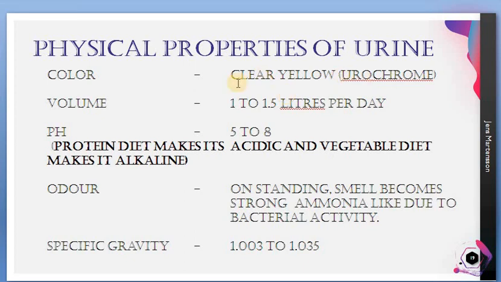Normally urine color is clear yellow, and what is the reason for this clear yellow color? That is a pigment known as urochrome. Urochrome is the pigment which is responsible for the color of urine. This is important, you have to learn this, urochrome.